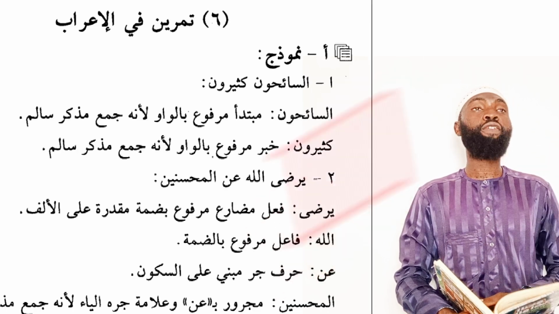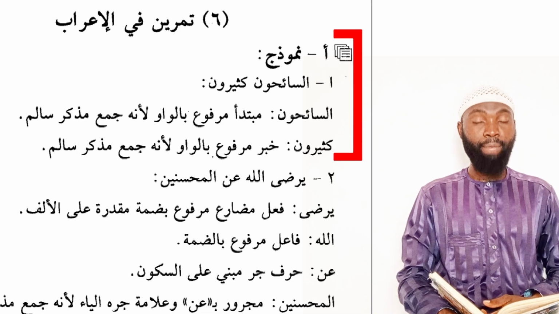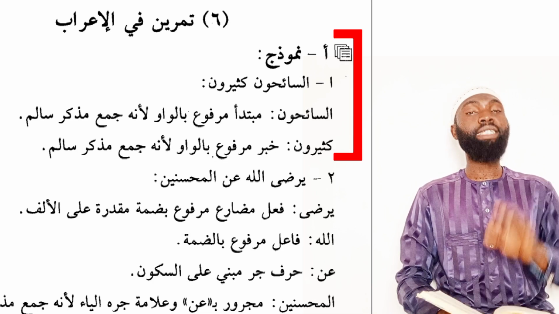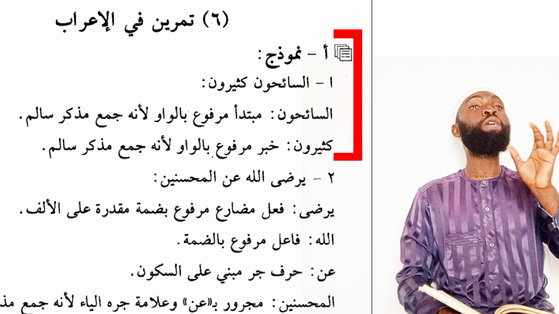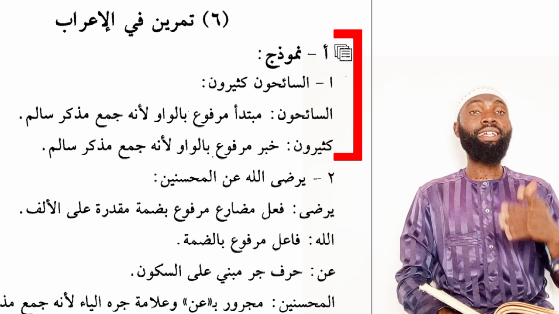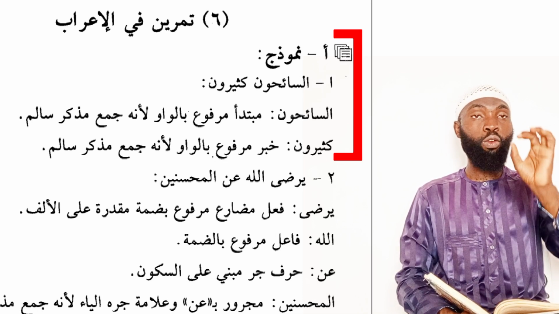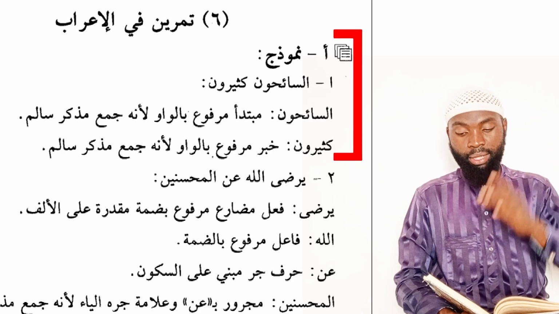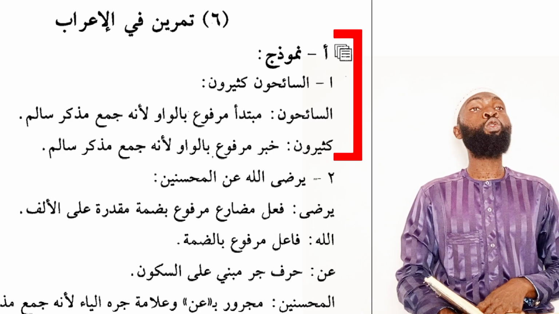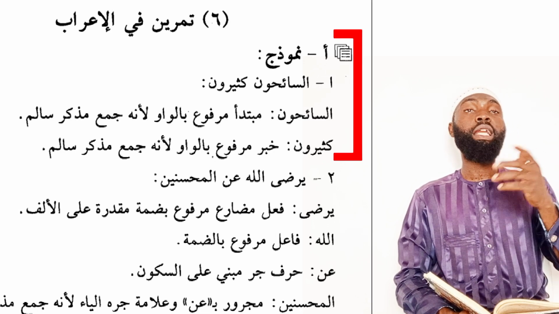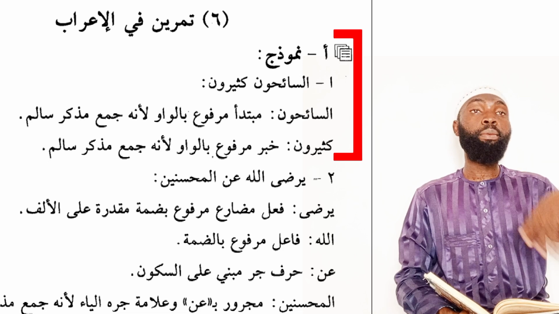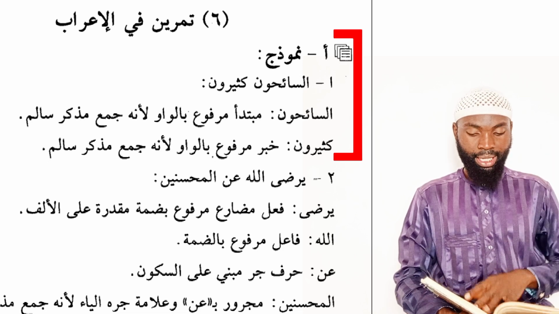Now we have Tamrinul fil i'rab, exercise on declension. We have Namudhaj, sample. The sample says As-sayihuna kathirun. Travelers are many. So the word as-sayihuna here is mubtada marfu' bil-wa li'annahu jam'u dhakar salim. Then kathirun is khabar marfu' wa alamat rafi'hi al-wa li'annahu jam'u dhakar salim.